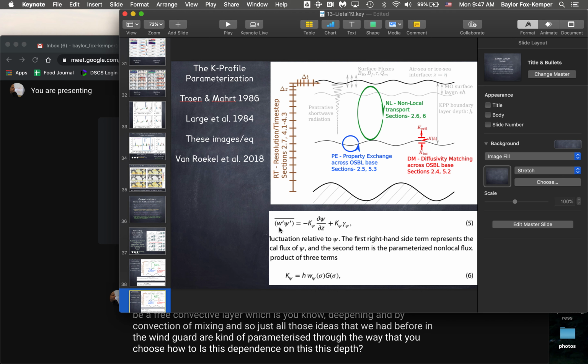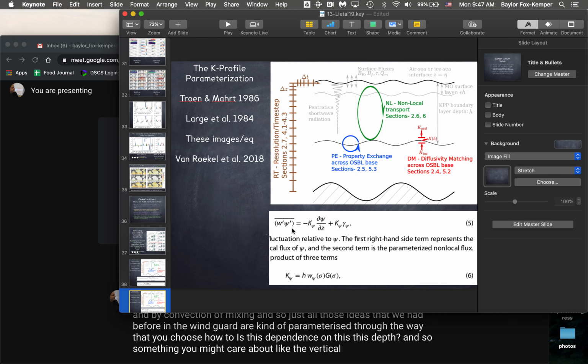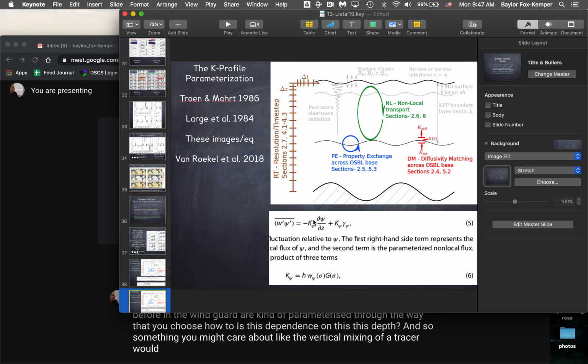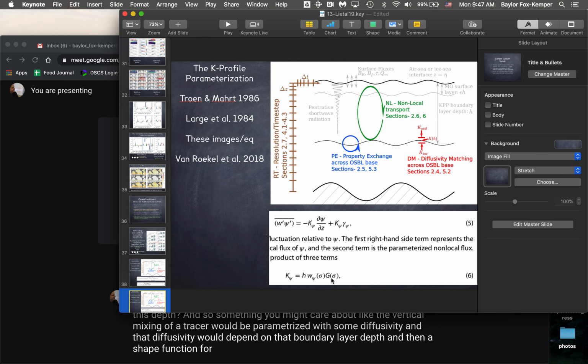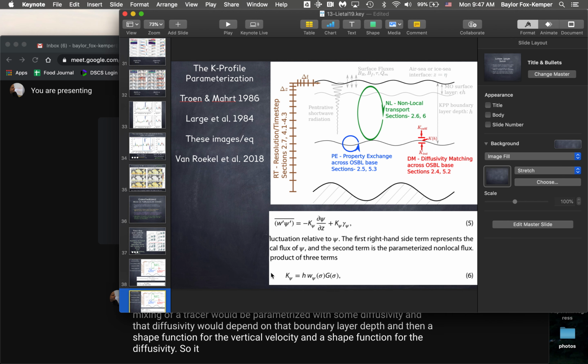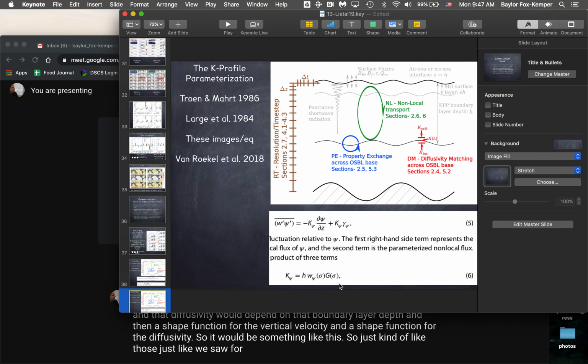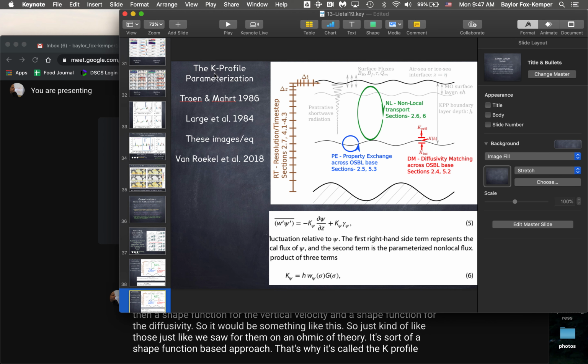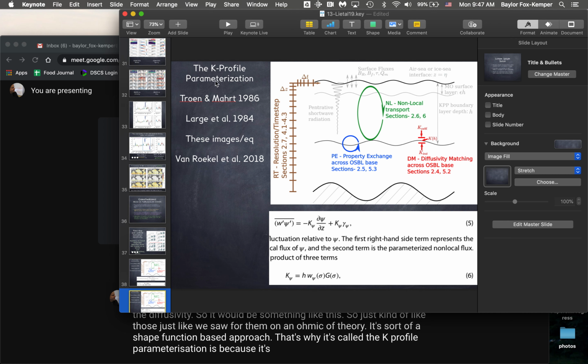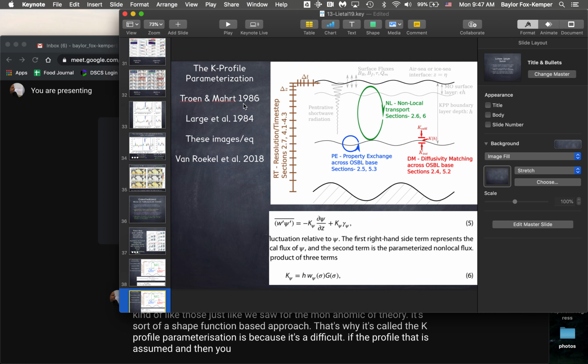And so something you might care about, like the vertical mixing of a tracer, would be parameterized with some diffusivity, and that diffusivity would depend on that boundary layer depth, and then a shape function for the vertical velocity and a shape function for the diffusivity. So it would be something like this. Just like we saw from the Monin-Obukhov theory, it's a shape function based approach. That's why it's called the K profile parameterization, because it's a diffusivity profile that is assumed, and then you scale for its parameterization.